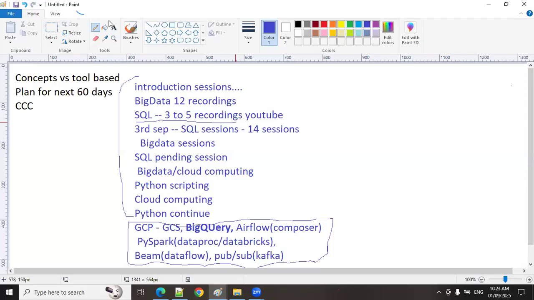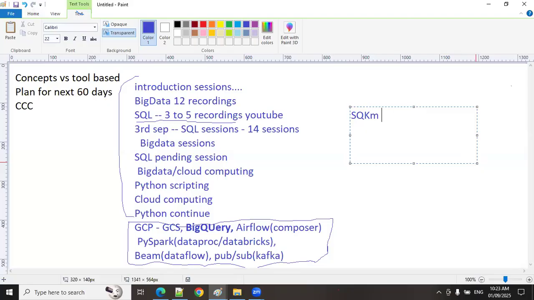Very important. To get the job, mainly SQL and Python, that's it, guys. If you are very good with these two, you are 50% good to get the job.